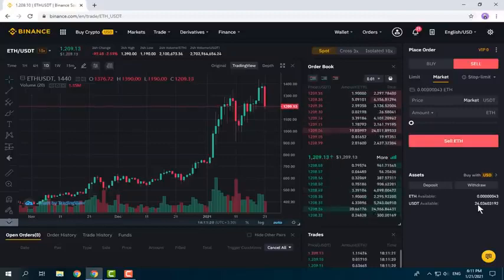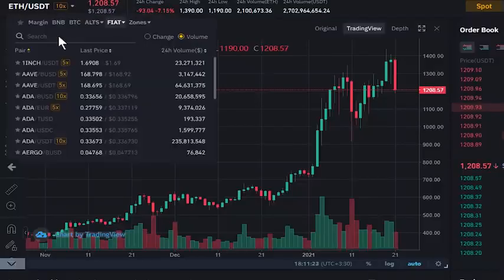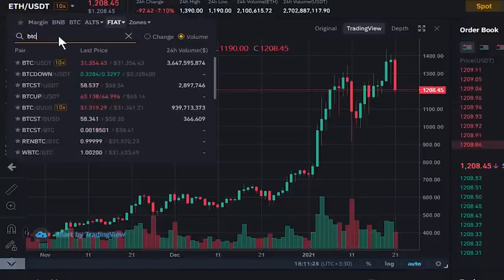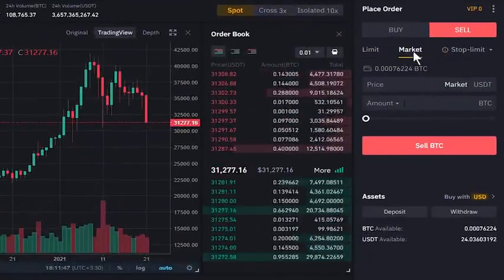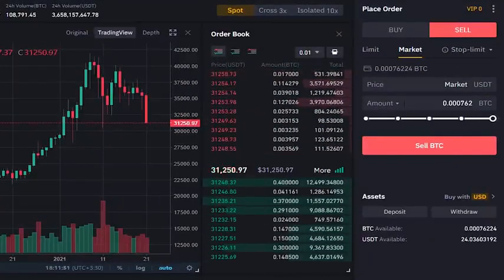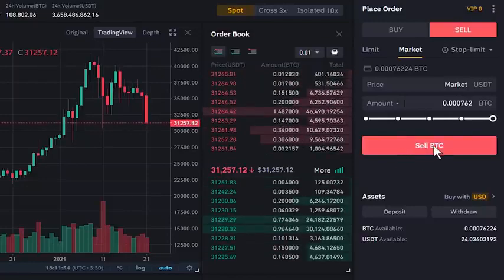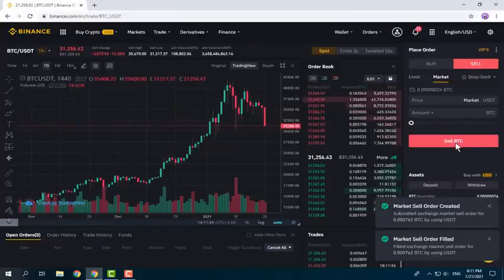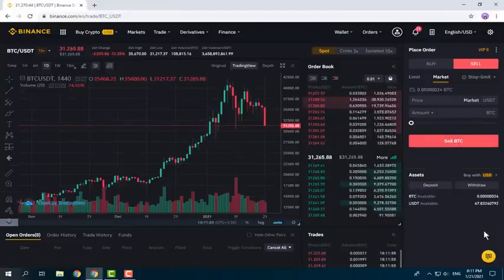Now let's sell our Bitcoin. Here we search BTC and BTC to USDT. The sell tab is selected, market order. We set the amount to 100% and we click on sell BTC. And it's done, and we sold our Bitcoin.